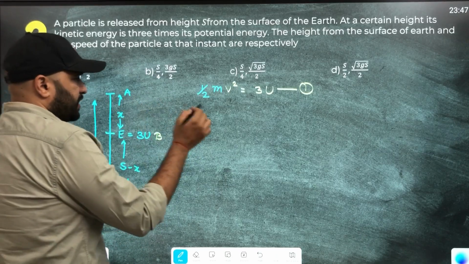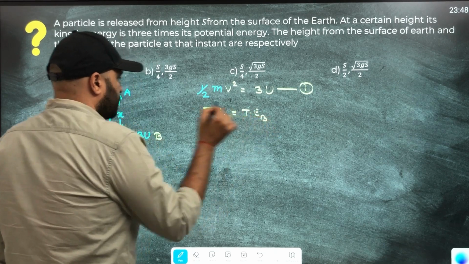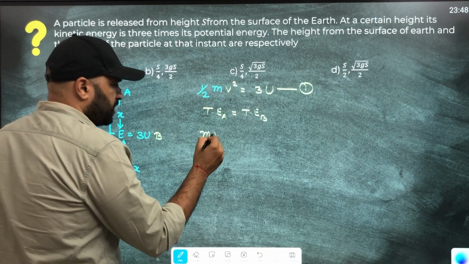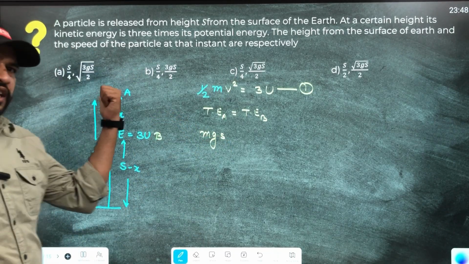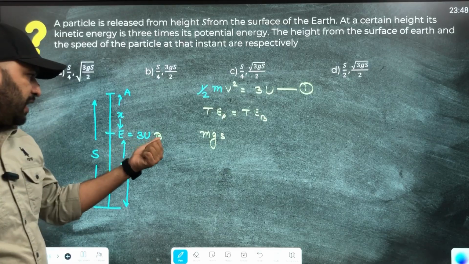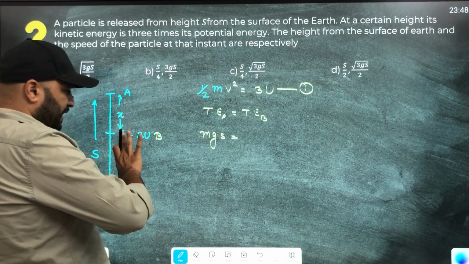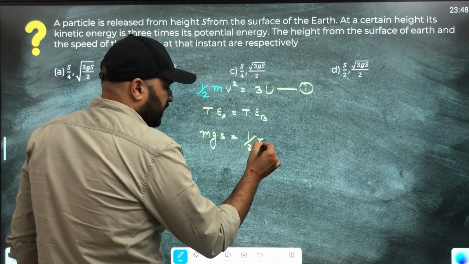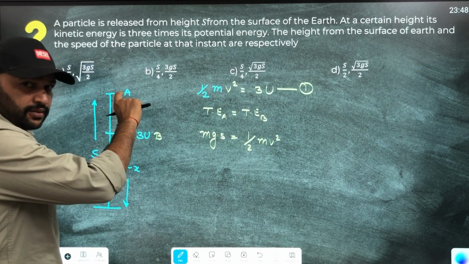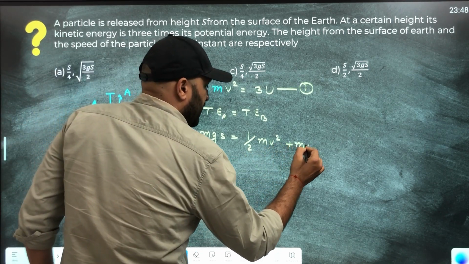Let's now use our law of conservation of energy. The total energy at point A must be equal to the total energy at point B. So what's the total energy at point A? It must be equal to mgs. Only potential energy. Once it starts falling, that potential energy is converted into kinetic energy, right? So at point B, it will be the sum of kinetic plus potential. What is the kinetic energy here? Half mv square. And what is the potential energy now? Be very careful, you will not write mgx. We always calculate it from the ground. So this will be mg(s minus x).